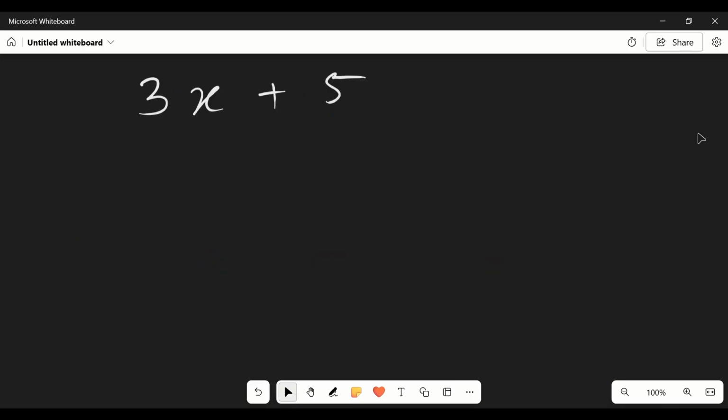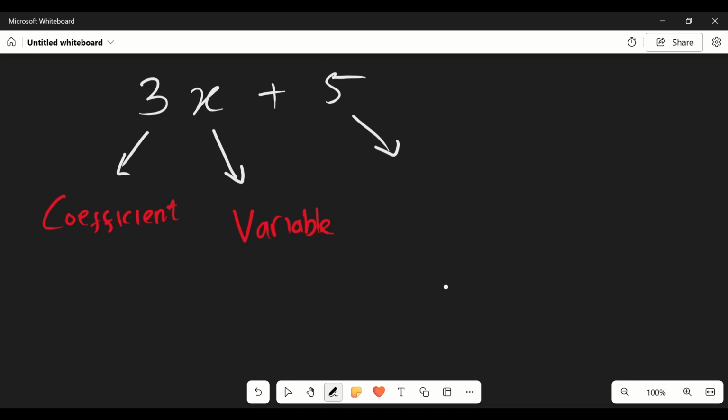If you have this equation, then 3 is called the coefficient. x is known as a variable. Coefficients are always with x. It multiplies the variable. Then 5 is the constant. It is not with x, and it's separated by the subtract or plus sign.